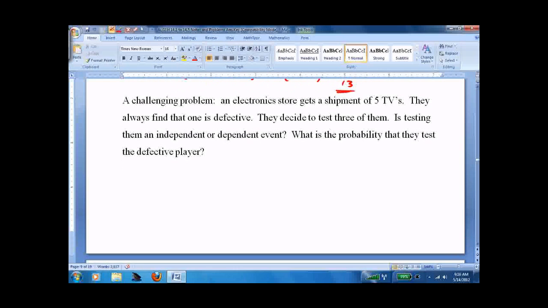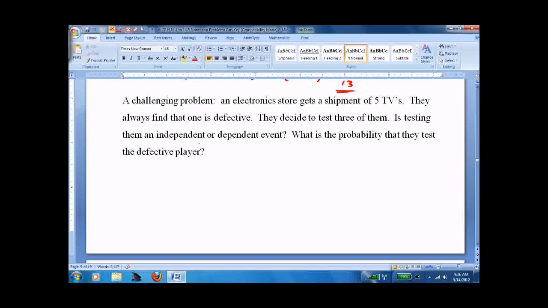An electronics store gets a shipment of 5 TVs, and they always find the one that is defective. So they say, well, let's just test 3 of them, and hopefully we find it. What is the probability that they test a defective player? And is this an independent or dependent event? It causes all sorts of confusion for people.